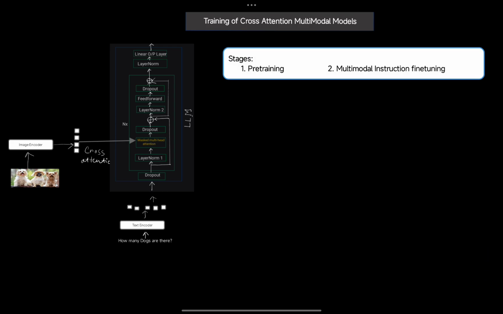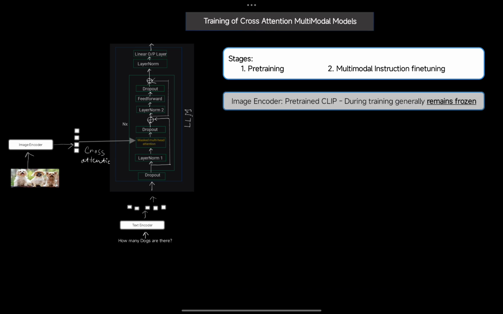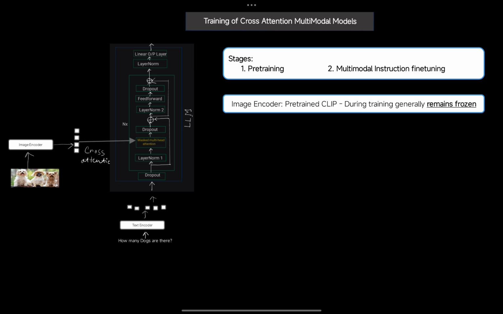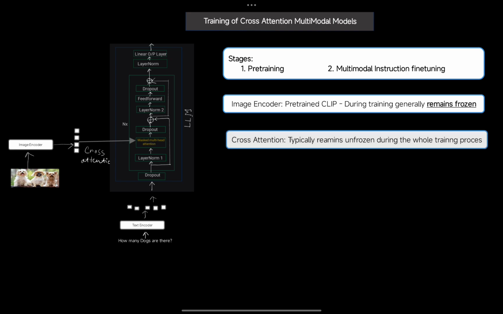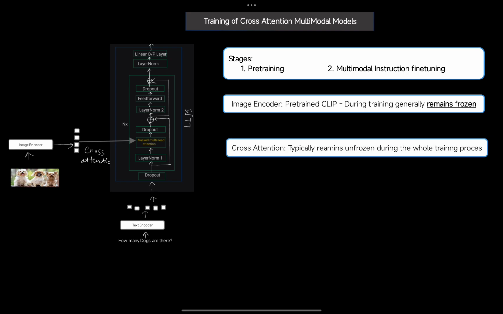So here also we have two phases, the pre-training phase and the multimodal instruction fine-tuning phase. And the image encoder generally is a pre-trained clip. So during training, generally that remains frozen. So whatever the image encoder that we use, so for the typical cases, or there are certain exceptions which we will talk about very shortly, but generally this pre-trained clip is frozen. And the other things, like the cross attention layer, typically remain unfrozen during the whole training phase.